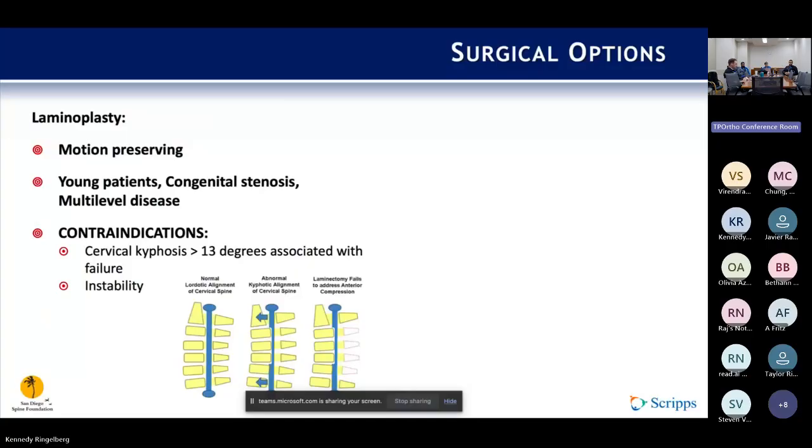Some of the benefits include that it's motion preserving, so it's thought to be best for young patients, potentially patients with congenital stenosis, and also patients with multi-level disease. Contraindications include kyphotic deformity over 13 degrees, and then if there's any associated instability. So again, as I mentioned, if there's any kyphotic deformity, the cord is kind of draped over the anterior elements. So if you do a simple decompression posteriorly, the cord will still be draped over those anterior elements, and it won't relieve the pressure on the cord. So that's kind of the theory behind how this works, and why you can't do it with that certain deformity.